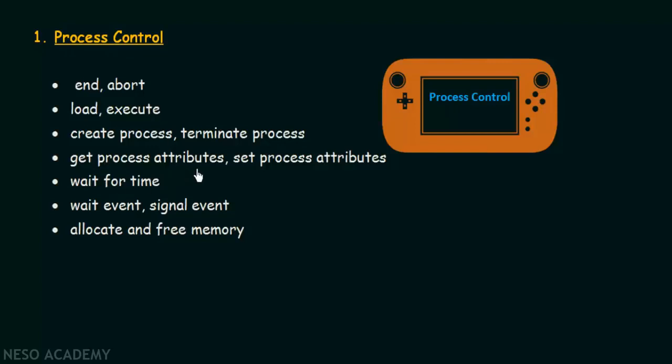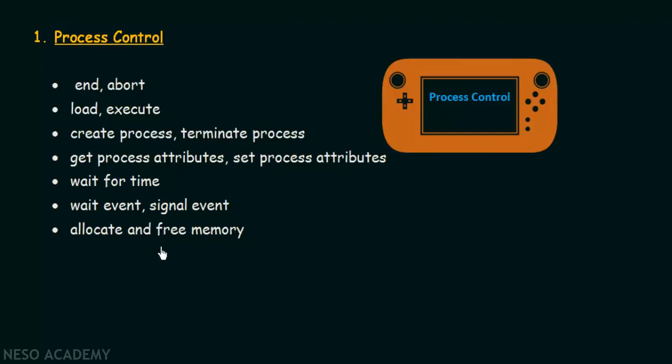Then we have get process attributes and set process attributes for getting and setting the attributes of our processes. Then we have wait for time. This means that some of the processes need to wait for their time to come so that they can begin their execution. This will be clear when we study the scheduling algorithms, which we will be discussing later on. So a process may need to wait for its time of execution, and for that also we need a system call. Then we have wait event or signal event. A process may need to wait for an event or need to signal an event.